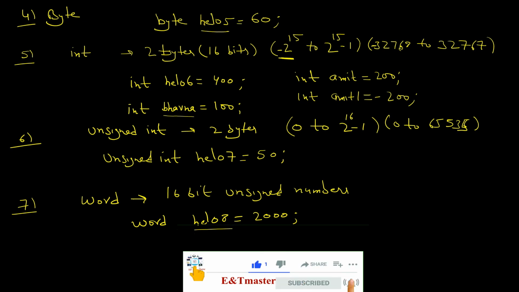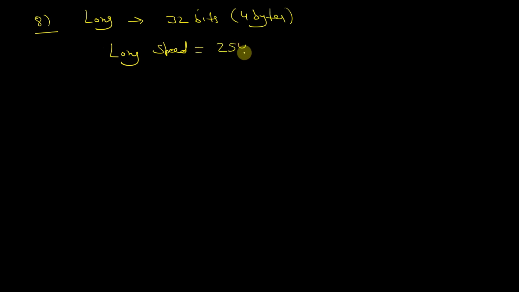Then the next one we have, the 8th one, that is long. Long is again a variable that can store 32 bits. So this long can store 32 bits, or you can say 4 bytes. So you can define like this: long, you can say speed is equal to 254,162. Okay, so a long is initiated with the name speed having the value 254,162.